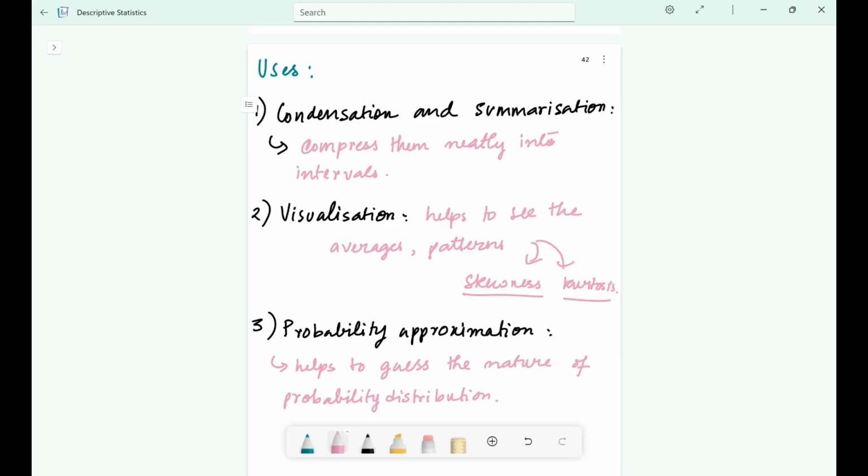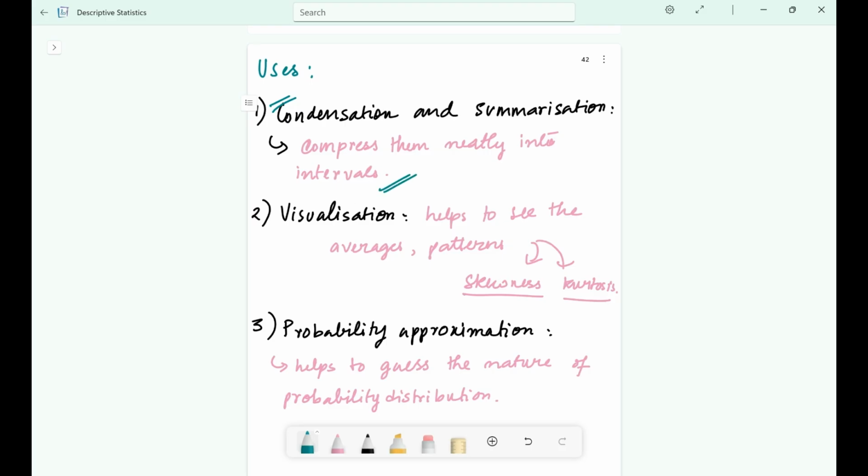Coming to the uses of frequency distribution. Why do we use it? There are three big reasons. First is condensation and summarization. What is that? Instead of writing 100 exam marks individually, we compress them into neat intervals.